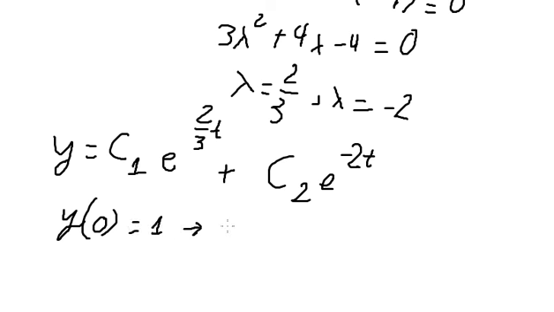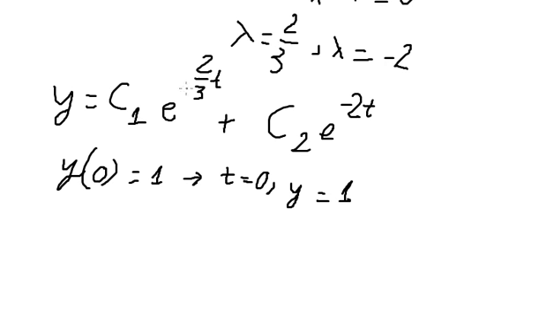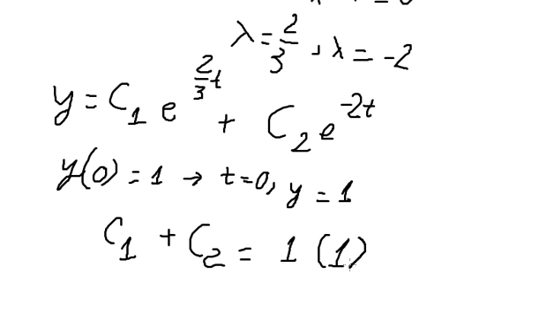That means when t equal to 0, y equal to 1. So we put 0 here and 0 here. We will have c1, because e to the power of 0 you get 1, plus c2. And we have y in here, that's 1. So we have one equation.